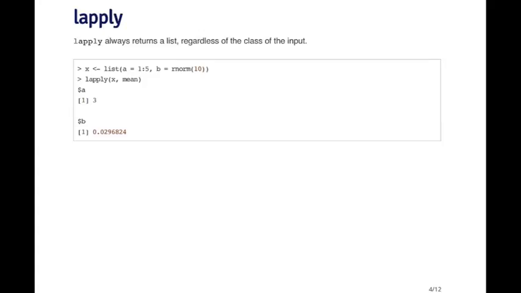So here's a simple example. I'm creating a list with two elements. The first one's called A, and it's a sequence from 1 to 5. The second one is called B, and it's 10 normal random variables. Now what I want to do is loop over this list of two elements and apply the mean function to each of those elements. When I call lapply on x and apply the mean function, I get another list back, and notice that the list has the same names as the original list, A and B. But now I've got the mean of the first element and the mean of the second element. And that's how lapply works.